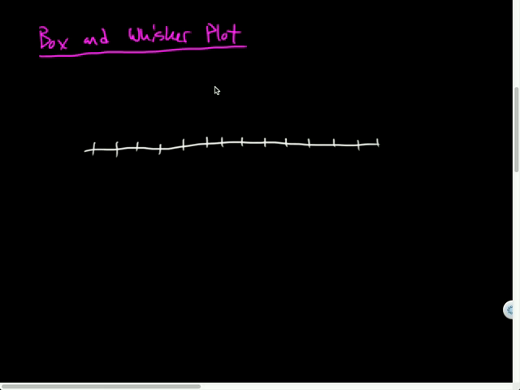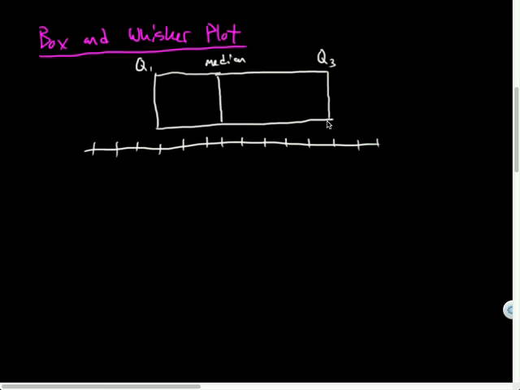The first number I'm going to represent is the median, and I represent it with this vertical line. Then I might have another number, which we'll call Q1, and another number called Q3. What happened to Q2? Turns out Q2 is synonymous with the median. Now where are the whiskers?